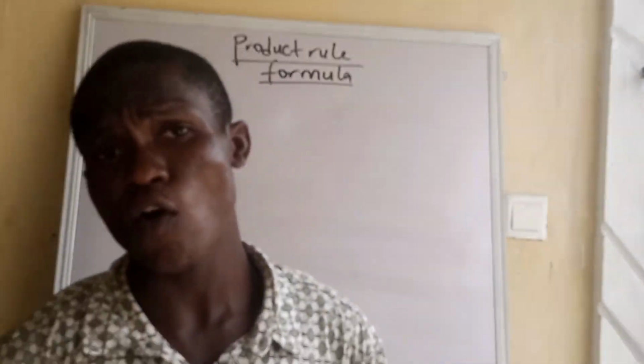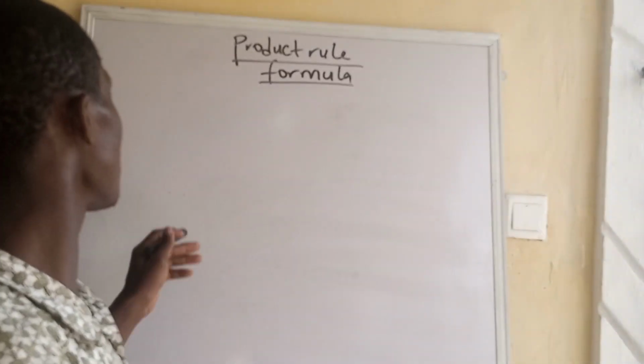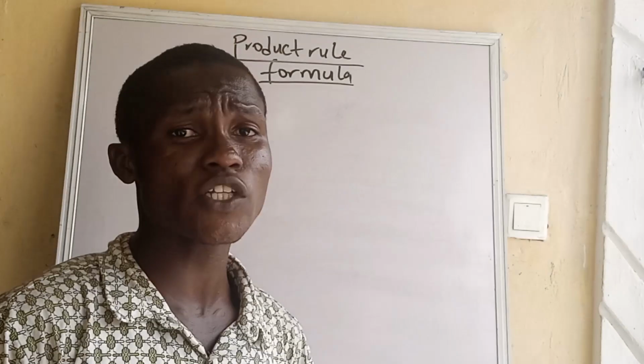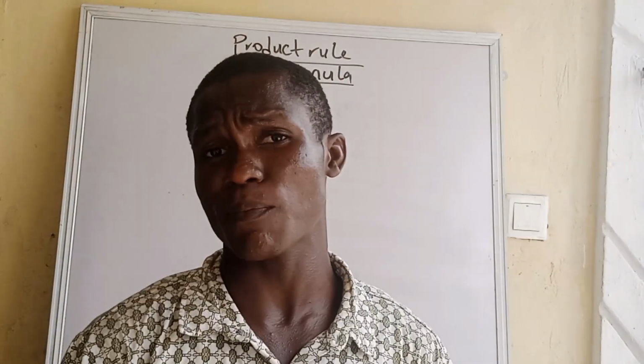So in today's video, we'll be looking at how to derive the product rule formula. And as you can see from the board above, we are dealing with the product rule formula. So we are going to see how we can derive this product rule formula. The word product actually means numbers multiplying themselves together, or values multiplying themselves together.